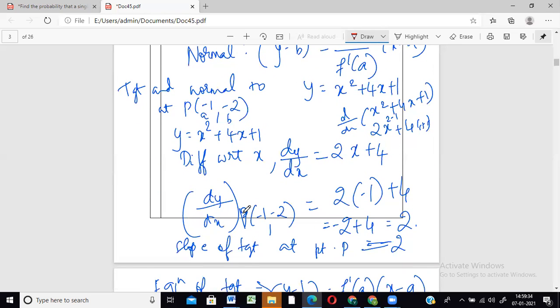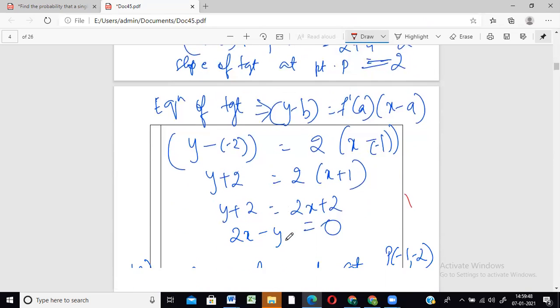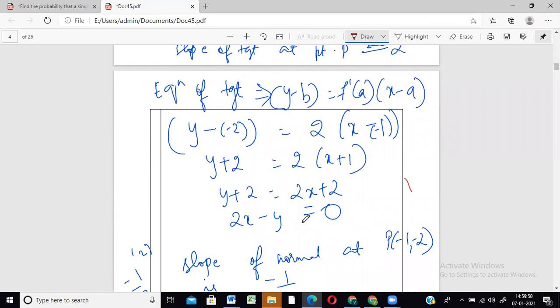Correct? Here a was minus 1. So you will have the final value as we had here as 2. So this was the slope. Once the slope is found out, now you can substitute it in the equation of tangent. After substituting it in the equation of tangent, we'll get an equation. This will be the equation of the tangent.